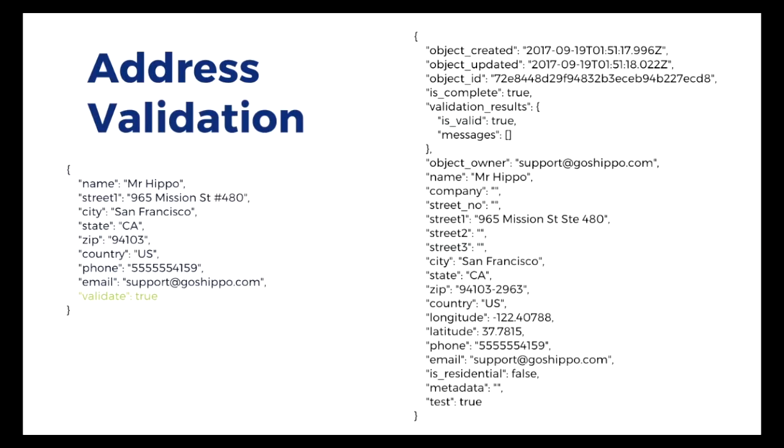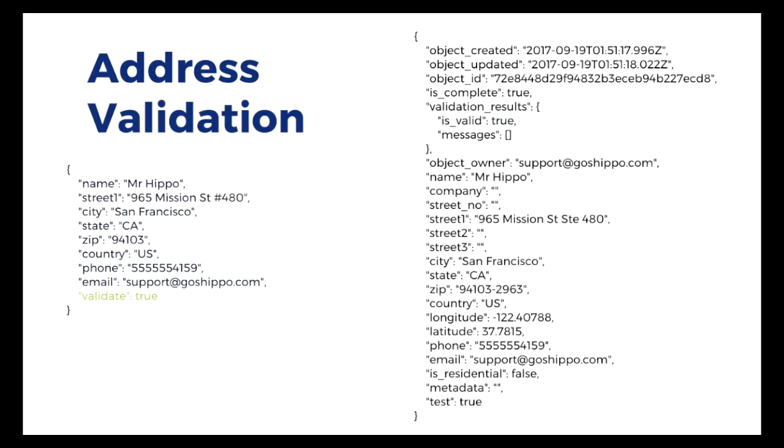You can actually see the validate key over here highlighted in green, and you just have to specify that it's true. You can also validate an address that already exists using our URLs, and you can find that in our documentation on address validation. I prefer using this method for validating addresses because you don't have to create the address first. You can just validate it up front, and then you get your validated address back here on the right.